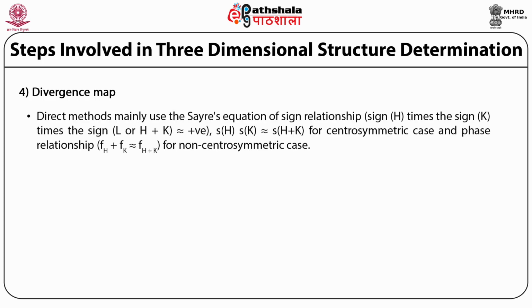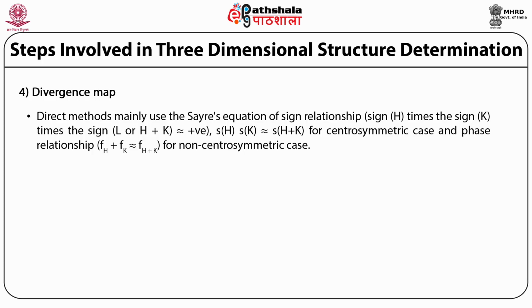Direct methods mainly use the Sayre equation of sign relationships, that is, sign of h times sign of k times sign of l is probably positive. And this is mostly used for the centrosymmetric case, as sign of h times sign of k is nearly equal to sign of h plus k. The 'nearly' tells you that since you are using probability, nothing is exact.